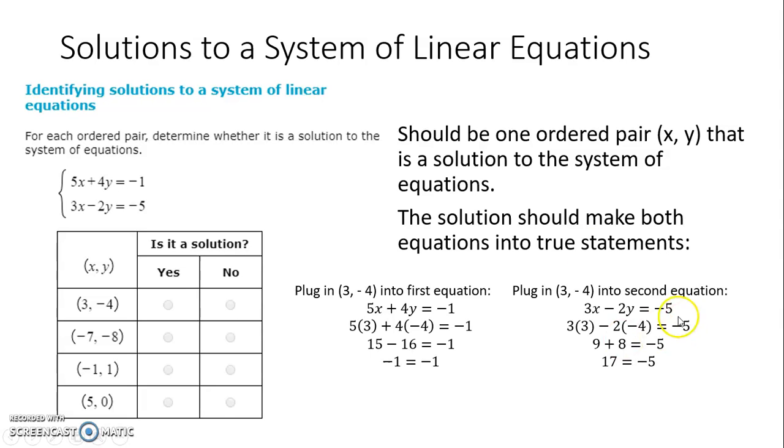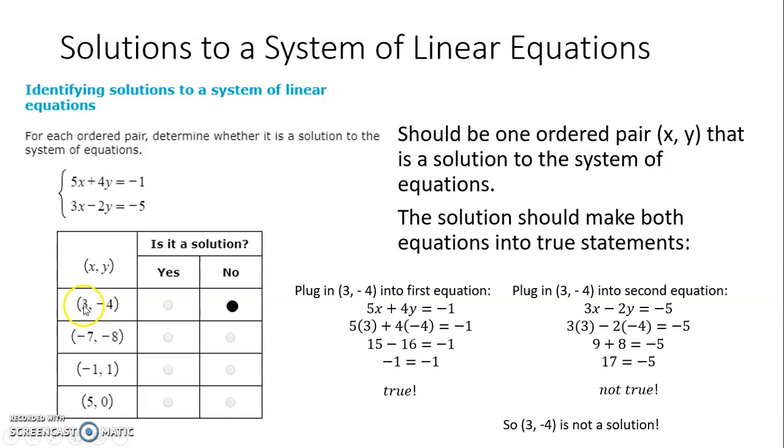Let's plug that same point into the second equation in our system. When we plug it in, we get 3 times 3, which is 9, and we get -2 times -4, which is +8. Adding those together, we get 17. And on the other side we've got -5. Does 17 equal -5? It definitely does not. So this is not true, which means that, unfortunately, we have to rule this out as a solution.